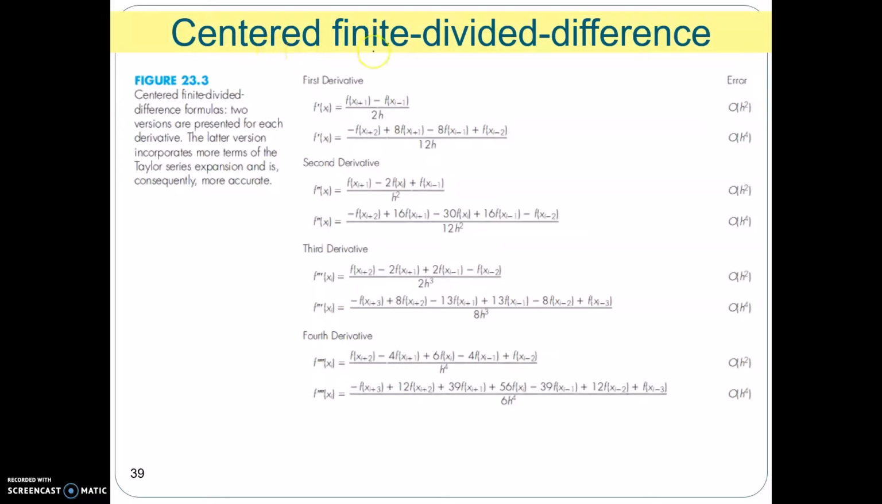For the center finite-divided-difference case, previously we were using this formula to compute the first derivative, and we know that this formula has the error equal to O(h squared). We can improve this formula by incorporating more Taylor series expansion, which means increasing the order to obtain this formula. By doing this, we can improve the accuracy of the solution. Therefore, you obtain the error equal to O(h to the power 4). For this new formulation, you need two forward points and two backward points to compute the first derivative. Besides that, the formulas to compute the second, third, and fourth derivatives are provided here as well.